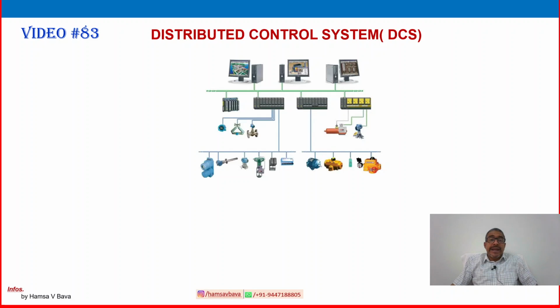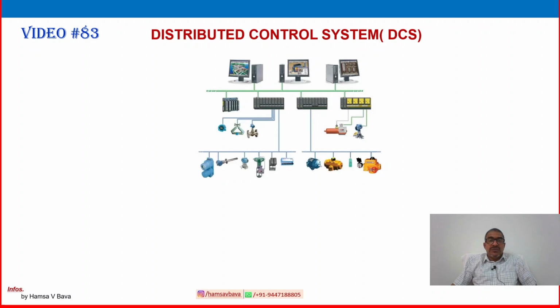So we have already studied various instruments used in the field and the signal, how the communication between the control room operator and field instruments works, and how the control system is working. Some information we have already studied in our previous videos. In this video, we are discussing the total control system, how to control efficiently and effectively in a process plant.